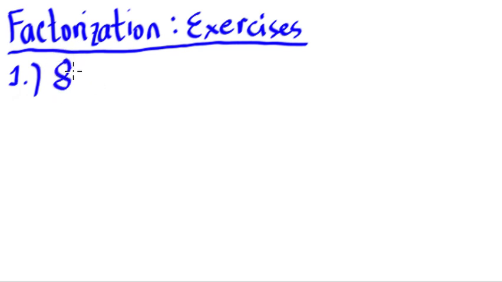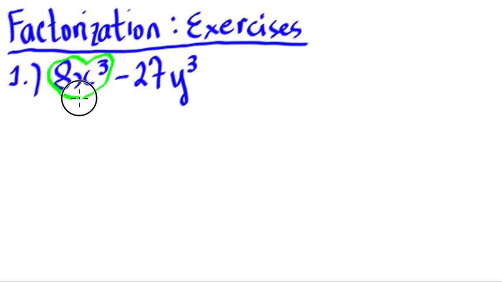We have 8x cubed minus 27y cubed. So what factorization method will we use in this one? No doubt, we're going to use the difference of two cubes, since this is a minus sign and we have a cube here. 8 is a perfect cube of 2, 27 is a perfect cube of 3, and y cubed is also a perfect cube. So this is the difference of two cubes.